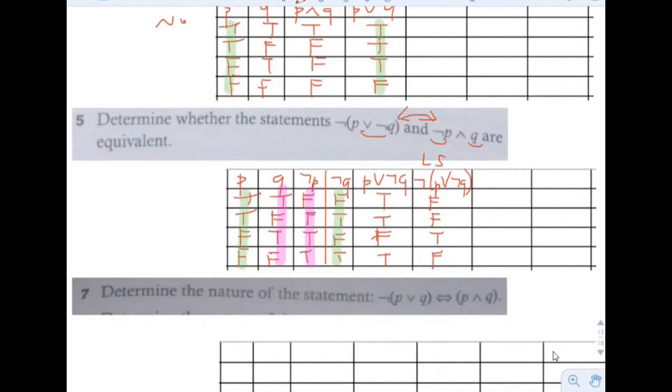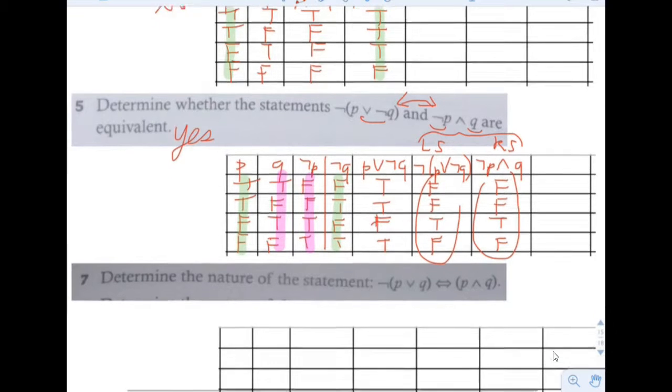Whenever you and together something, the double trues are the only trues. So for the and to be true, both have to be true. Everything else is false. Okay, now we have the right side done. So now we're going to compare the left side and the right side. Are they equal? And they are. Look, false, false, true, false. So yes, they are equivalent.